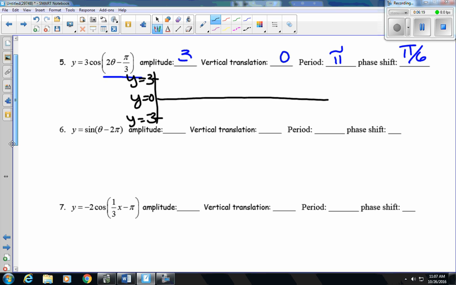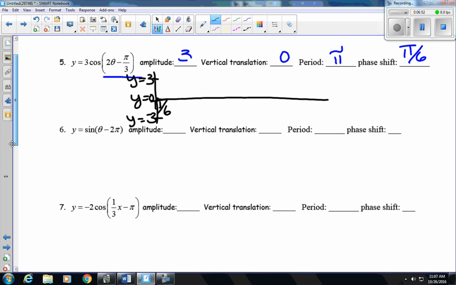So when we were doing the parent functions, there was no phase shift. The starting point was at 0 pi. If I have a transformation horizontally, I'm basically just picking up the graph and starting it at a different point. And so on this one, it says my phase shift is pi over 6. So instead of starting at 0 pi, that starting point is pi over 6. I'm shifting the graph away from 0 pi over to pi over 6.